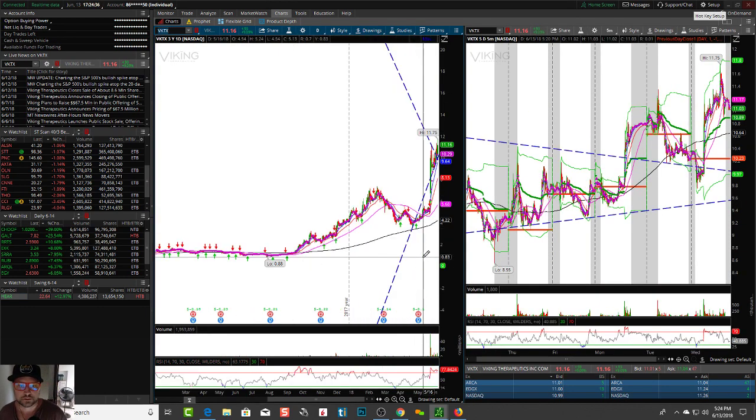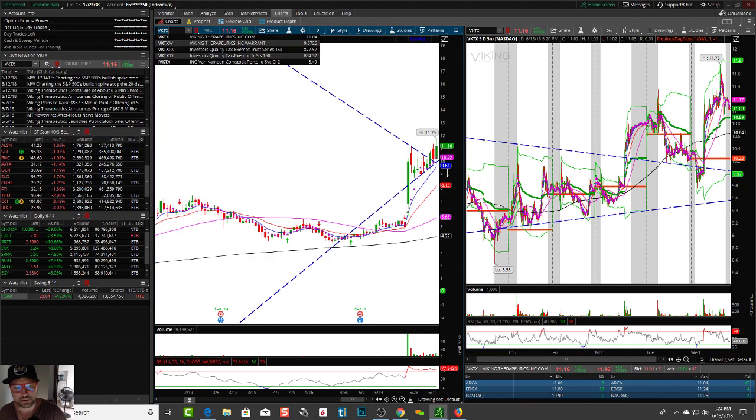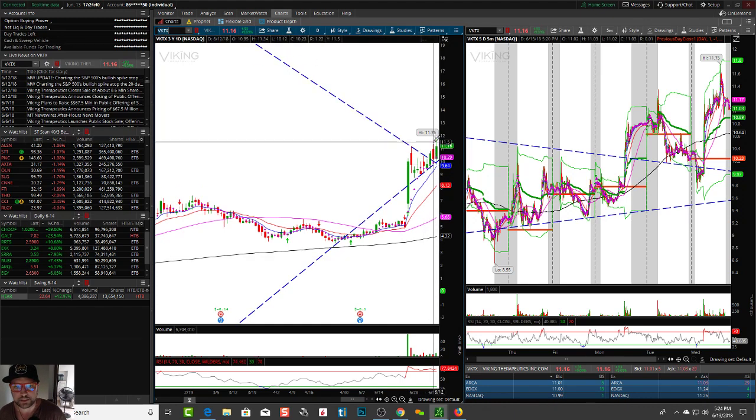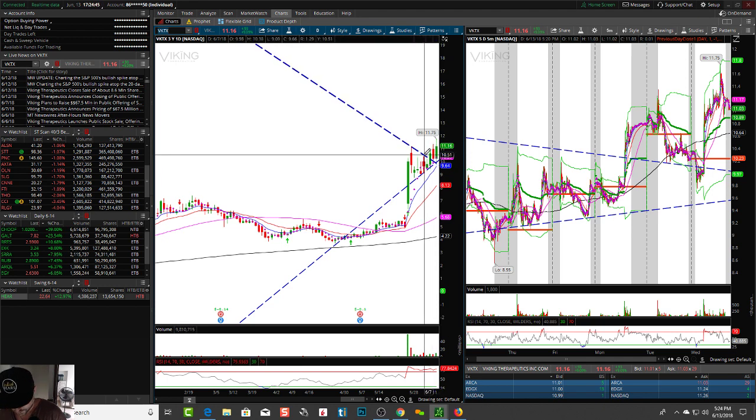Let's take a look at VKTX. That's another one potentially. I don't like it as much. You had that bull pennant. It broke out. Now it's a bit choppier, so this would make me a little bit more nervous.